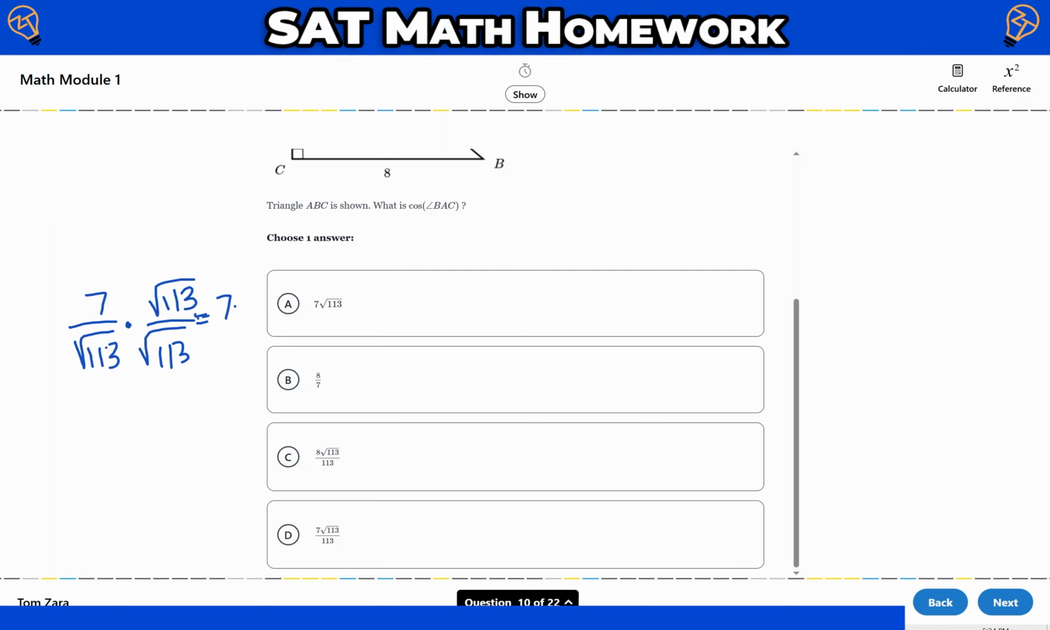Now the numerator is definitely going to be 7 root 113. And just from there, you know the answer is going to be D, because that's the only one that has that in the numerator. However, for the denominator, you have root 113 times itself, which is the same as saying squared, meaning the square and square root cancel, and you just get 113. Again, the correct answer is D.